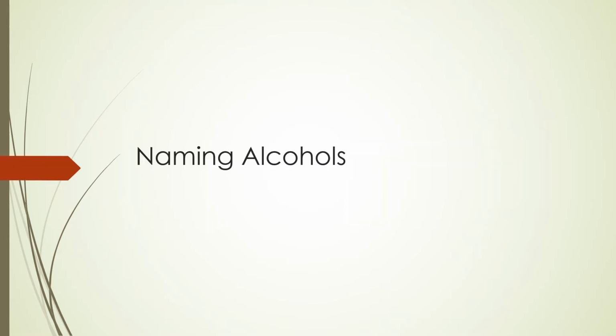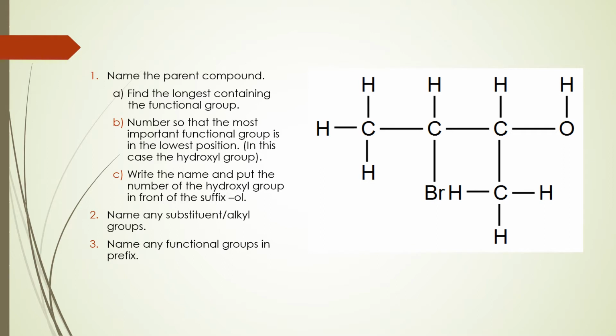Now let's look at how to name it. The first thing we have to do is find the longest chain containing the OH group, the hydroxyl group. And the hydroxyl group will need to be in the lowest position because it's the most important functional group present. So number the carbon chain and then find any other groups that are attached to the carbon chain.